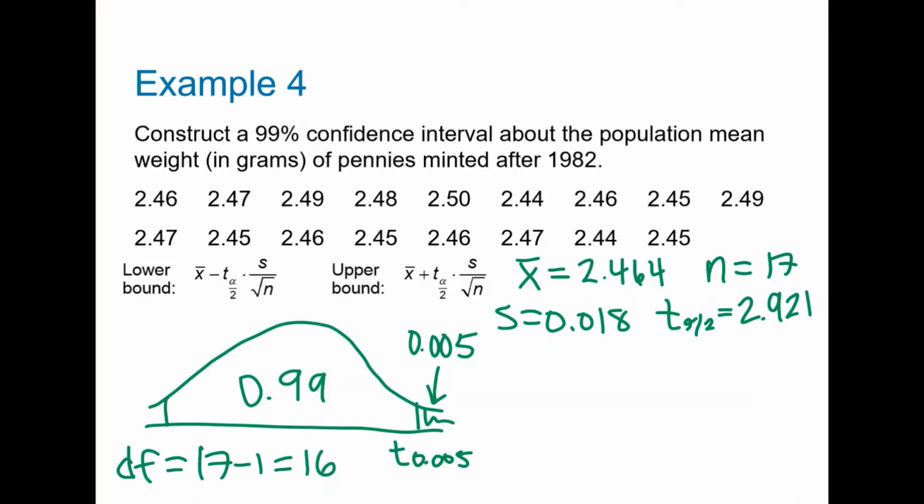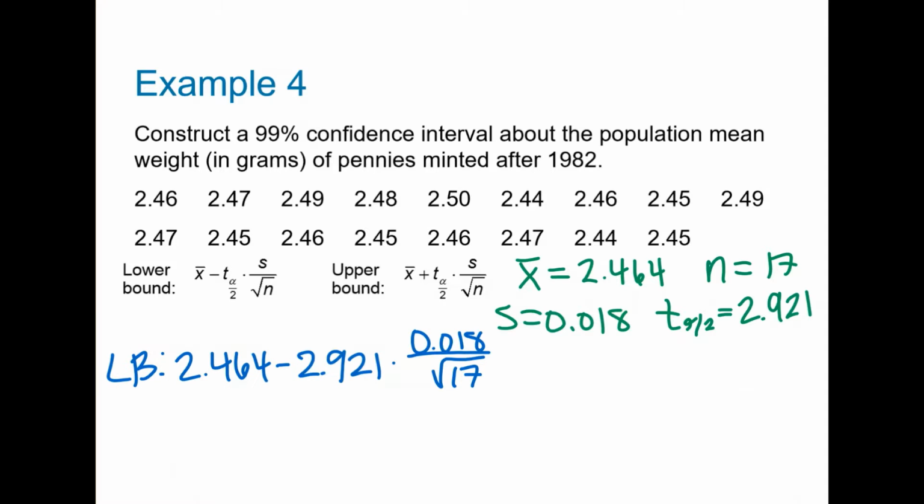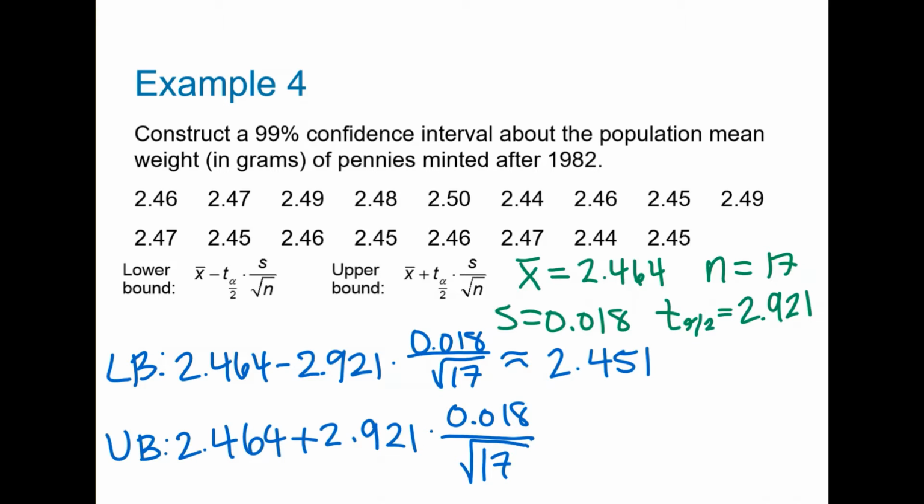Now let's construct the confidence interval. First, let's find the lower bound. Let's substitute the values. Type this in your calculator and round to 3 decimal places, and we get 2.451. Now let's compute the upper bound. Let's substitute the values. Type this in your calculator and round to 3 decimal places, and we get 2.477.